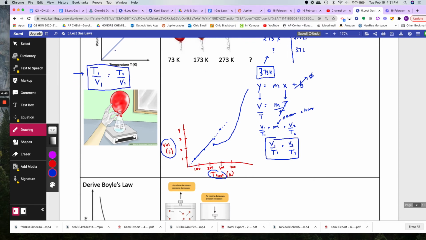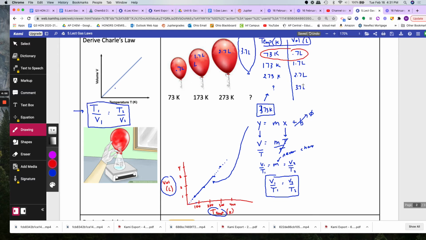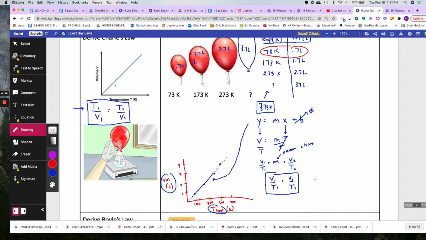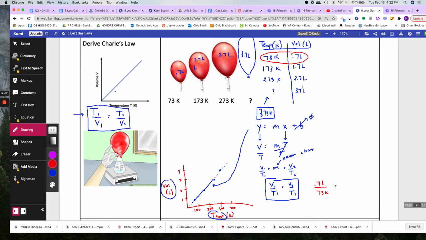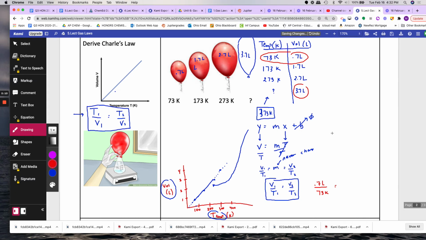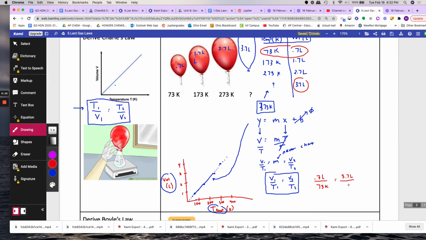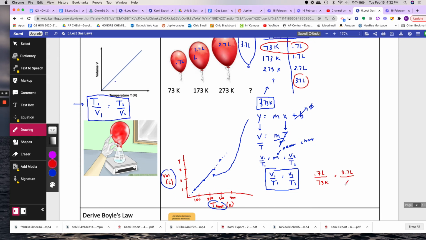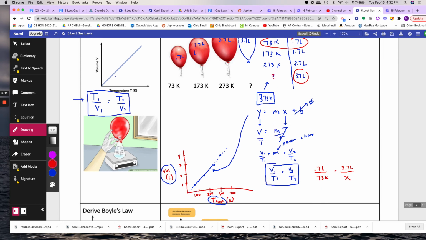Okay, so how do you use it? Well, all we have to do is take one of these data points as your one. You can pick any one of them, it doesn't matter. Let's say this could be the initial condition. So you plug it in. V1 would be 0.7 liters, and then T1 would be 73 K, equals V2 would be 3.7 liters. And what you're doing is you're just wondering what the temperature would be. This is X, and this is that question mark right there. And we predicted about 373, okay?